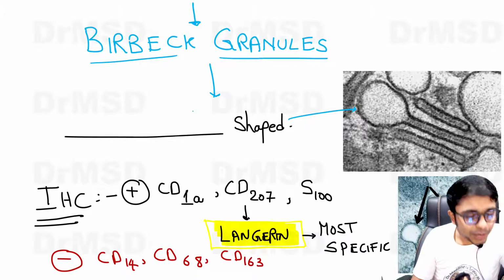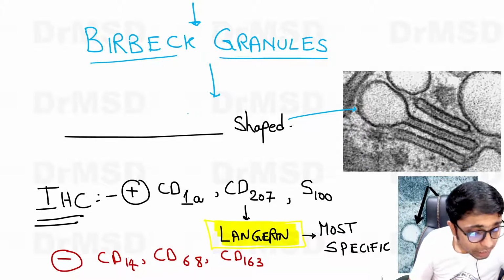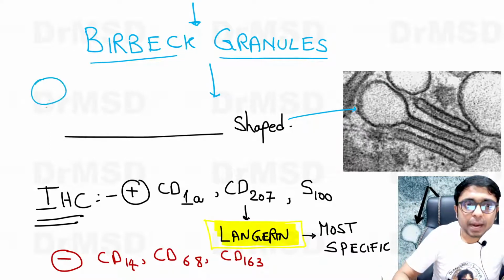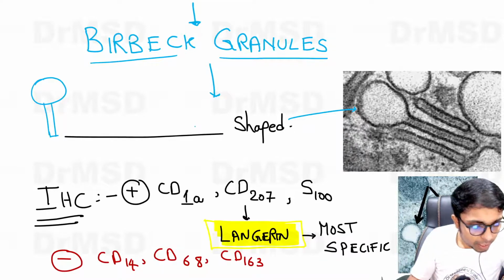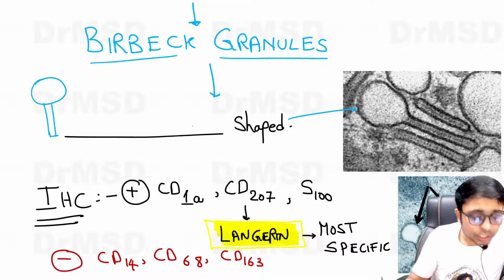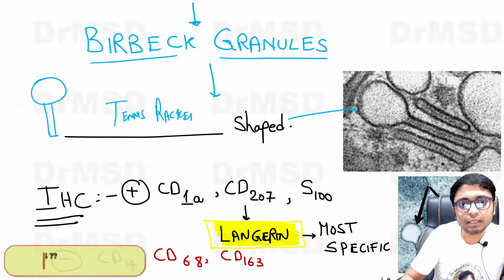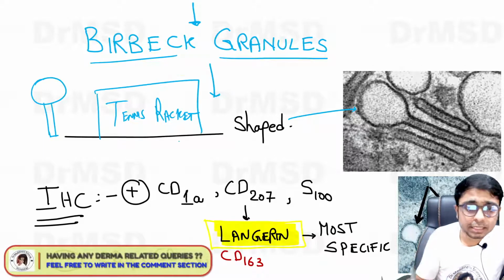Yes, Anantmon, they are called Birbeck granules. I am asking what is the shape of this. So you are able to see at one end there is an oval shape, and at the other end we have a rod-like shape. So very good, Dr. Chowdhury. It is tennis racket shape. Very good. You have marked it right. You have answered it right. So it is called tennis racket shape.